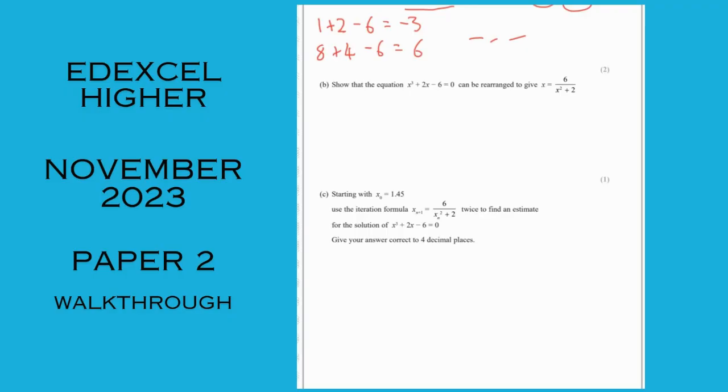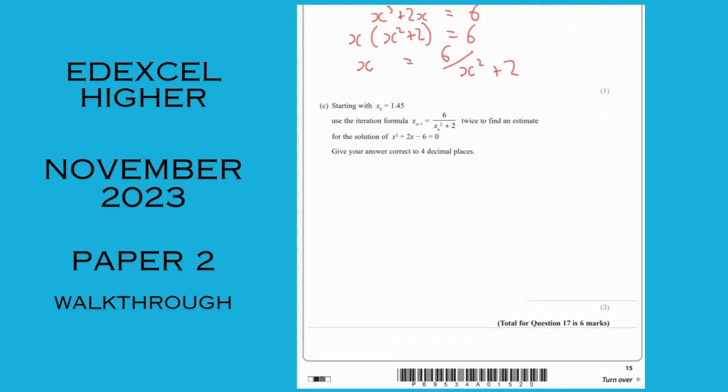Next one, show that it can be rearranged. Well, as you can see, there's a clue there that you've got x squared plus 2 on the bottom and a 6 on top. So let's start by adding 6 to both sides. And then there's an x in both terms. Let's take an x out. And the pieces of the puzzle start to fit. So leave x where it is, and divide both sides by x squared plus 2.